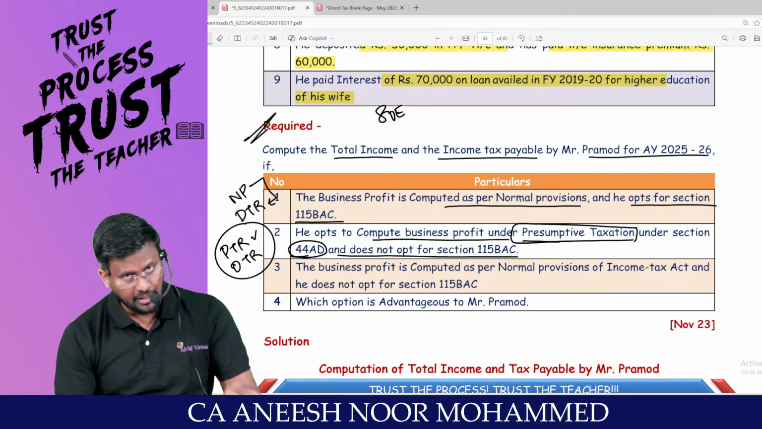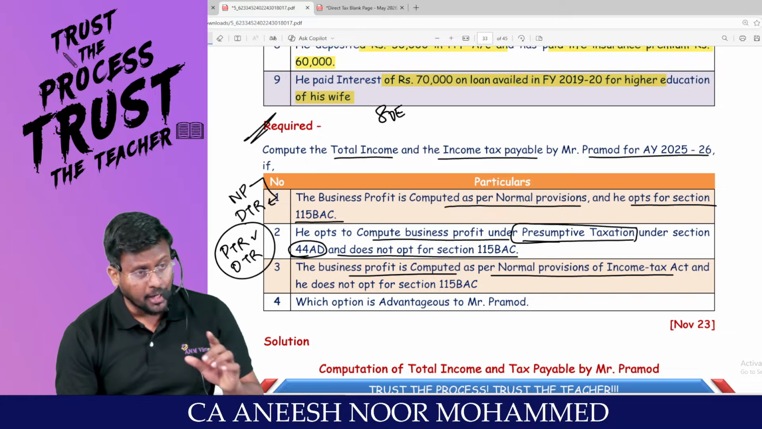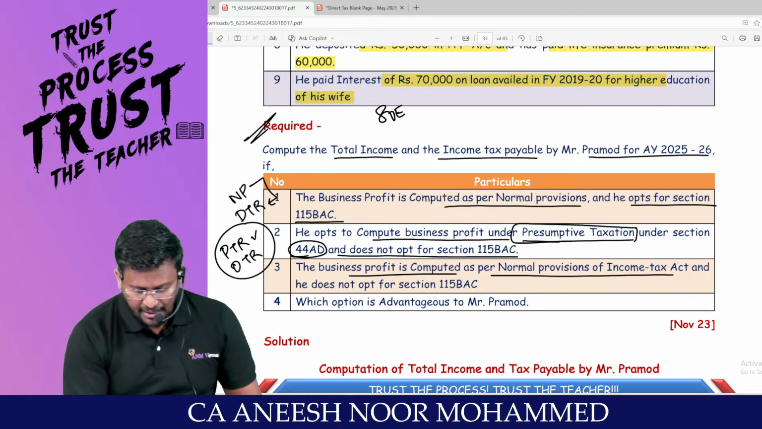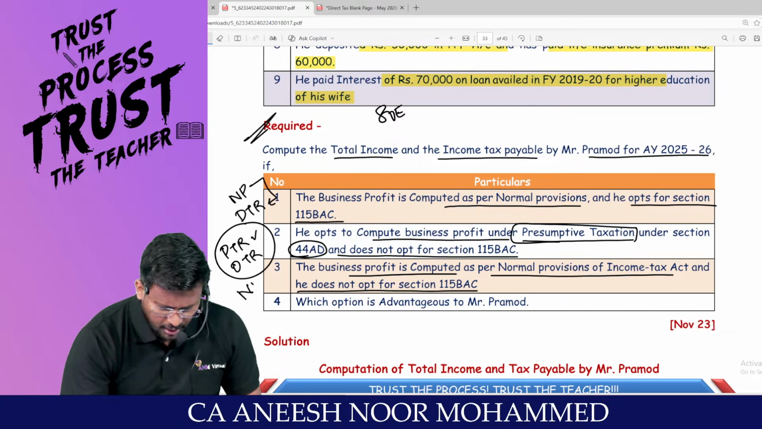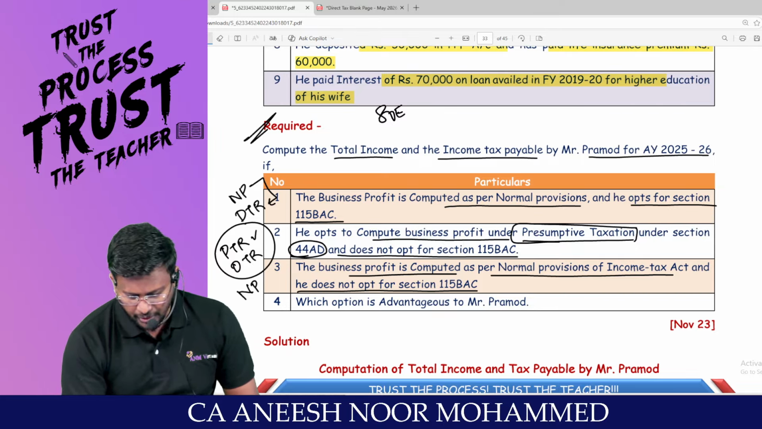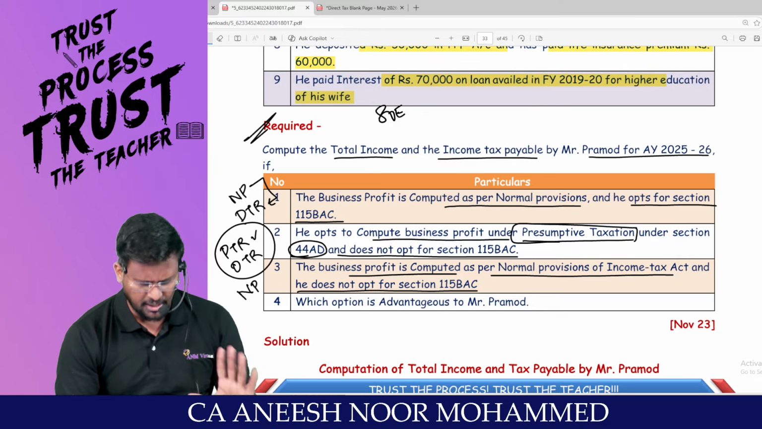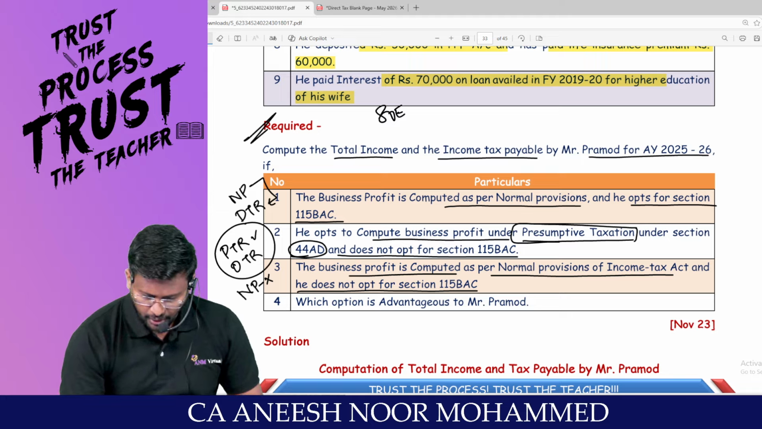Am I right? Requirement number 3: business profit is computed as per the normal provisions of the Income Tax Act and he does not opt for the section. That means he is going to travel through the normal tax regime or optional tax regime. The business profit is optional tax regime, normal route. Both are the same. Normal provision without 44AD.